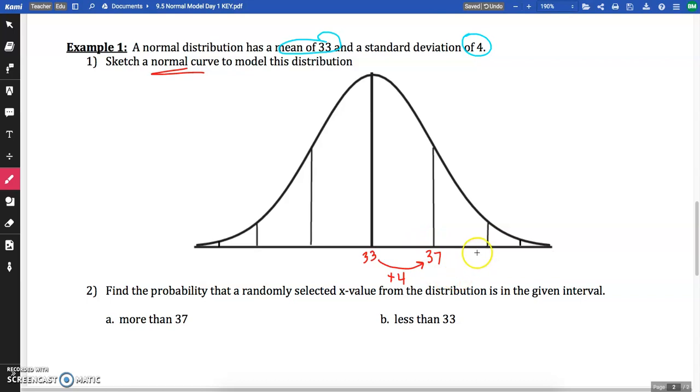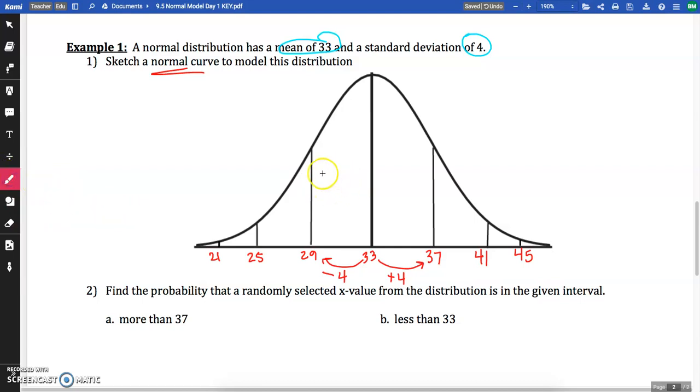If I move to the right again, I add 4 again, 41, and then lastly is 45. So this is like plus 3 standard deviations above the mean. Same thing as I move to the left, but this time I'm going to subtract 4 because I'm moving to the left. So here's a value of 29, here's a value of 25, and here's a value of 21. Okay. Now, this is good, but what you really need are those percentages we just talked about.